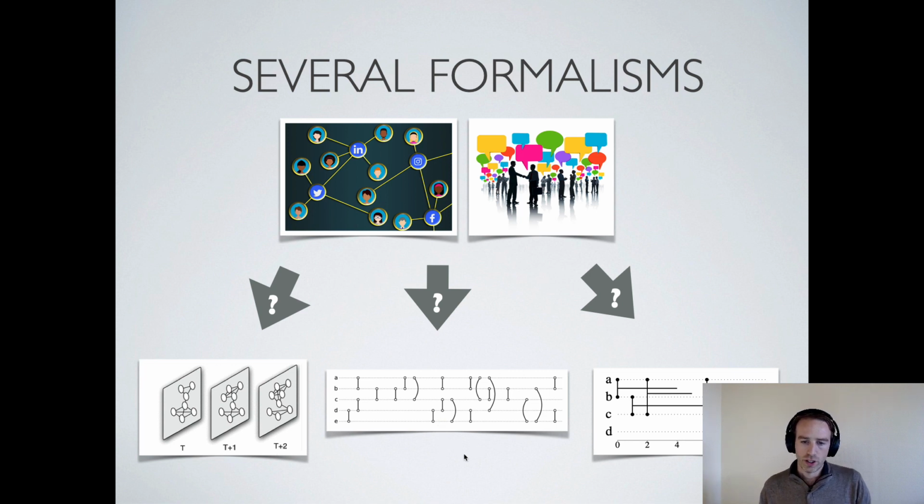The second type of representation is like this one. You see that the horizontal lines correspond to nodes, and time is represented on the horizontal axis. And you see that you have an interaction between two nodes at one particular time.